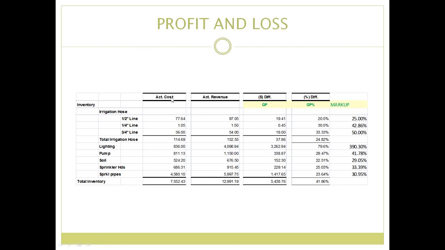Basically, revenue subtracted from cost is our gross profit. Then we have our gross profit percentage using the formula, the calculation that we showed on the previous slide. And then here is our markup.